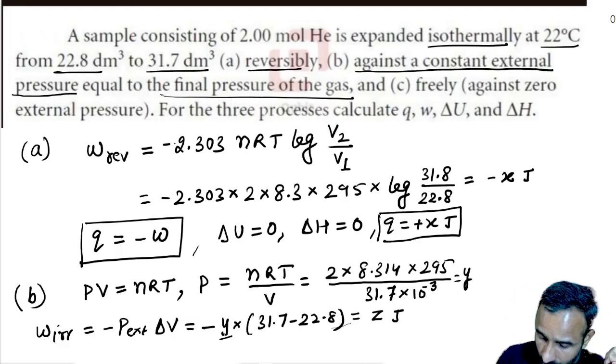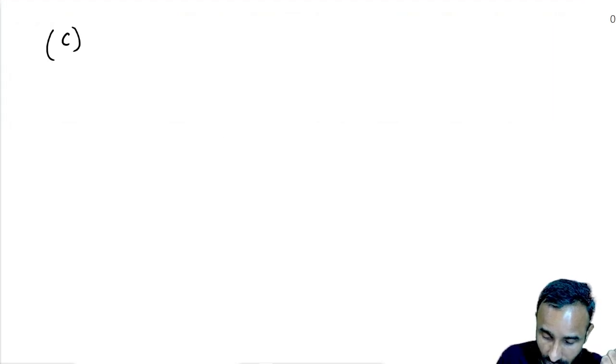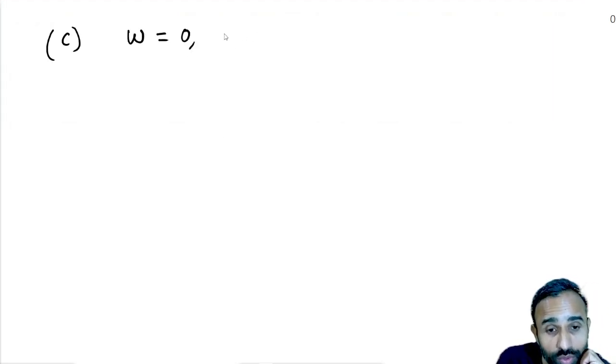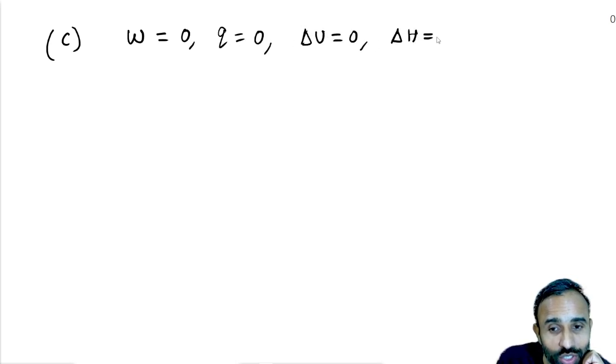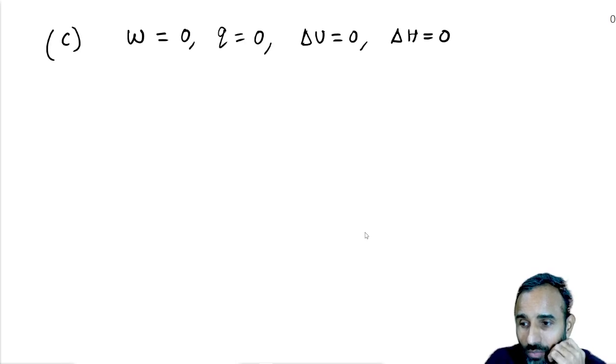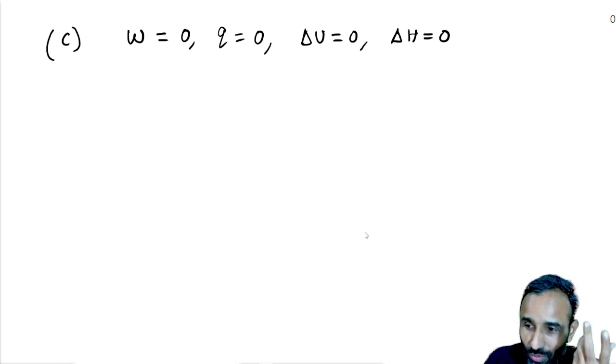Part C is simply free expansion, zero external pressure. That means work done is 0. So Q is 0. Here everything is 0. Yes, P external is 0. External pressure is constant, that is 0. So it is again irreversible, we can say, but it is actually 0.